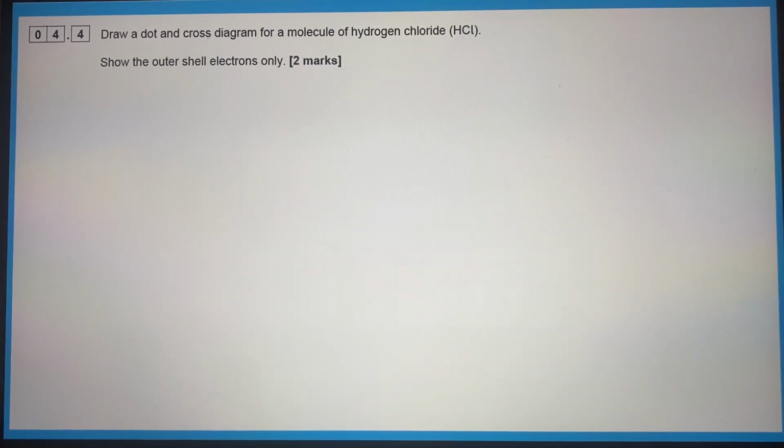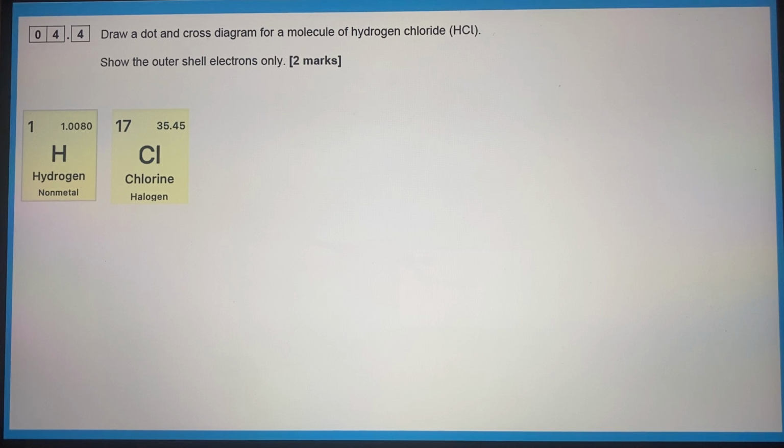Sub-question 4.4. Draw a dot and cross diagram for a molecule of hydrogen chloride, HCl. Show the outer shell electrons only. 2 marks. Hydrogen has an atomic number of 1, so it will have 1 electron represented by 1 cross, and chlorine has an atomic number of 17, which means it has 7 electrons represented as dots in their outer shell.